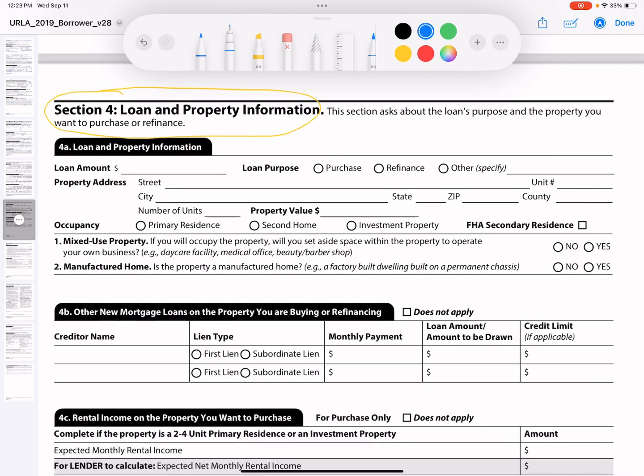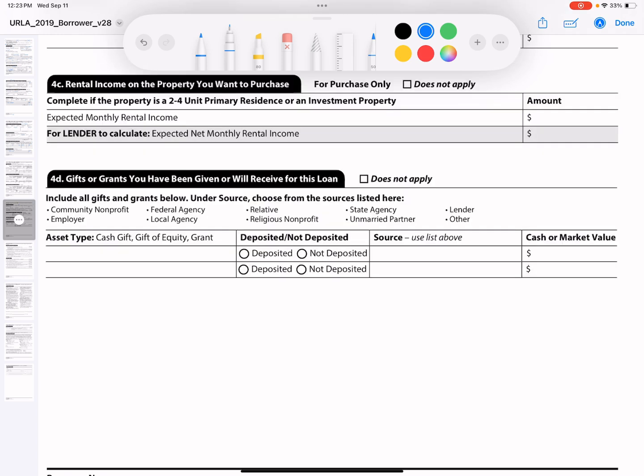So we're going to skip this for now, and I'll come back to it in another video because this application is the first application in the step of getting qualified before you make an offer on a home. So once you identify the home that you're going to buy and you have an approved offer, you'd fill out this section. So for now, we're going to keep focusing on the loan application component before you have made an offer on a home and before you're under contract for that home. If you know you'll be getting a gift, this is where you put it, section 4D.